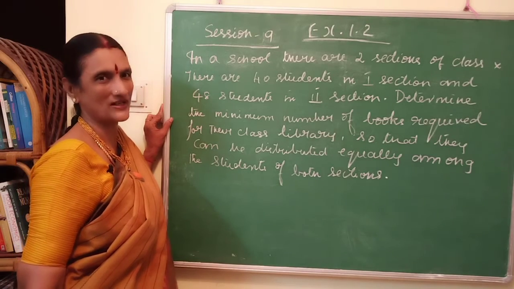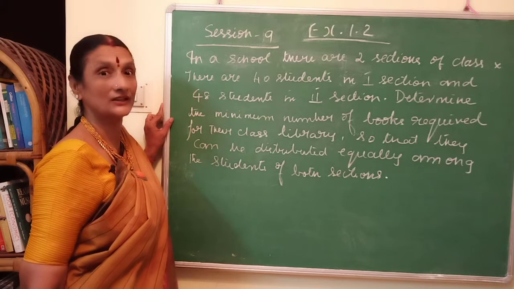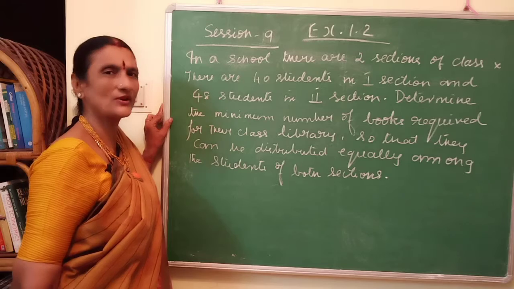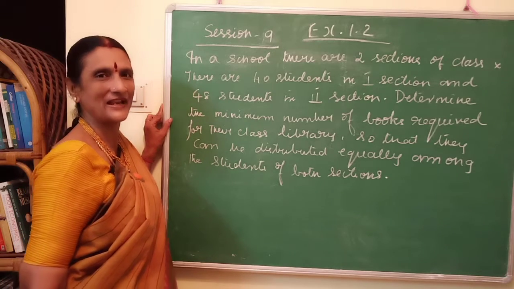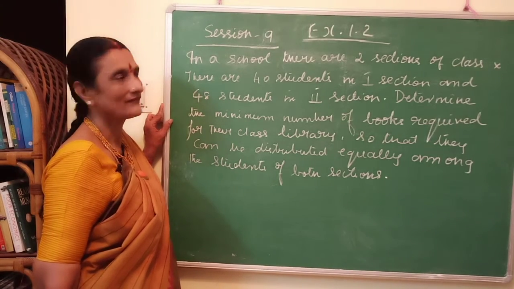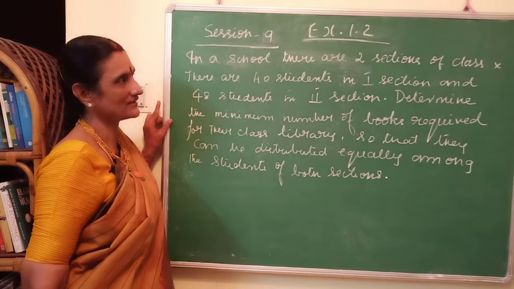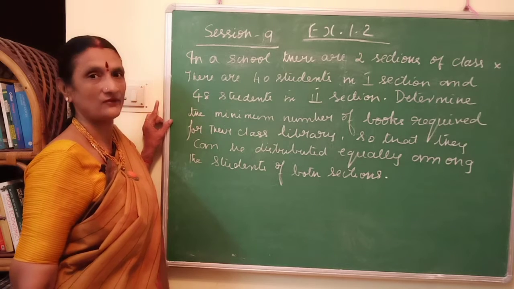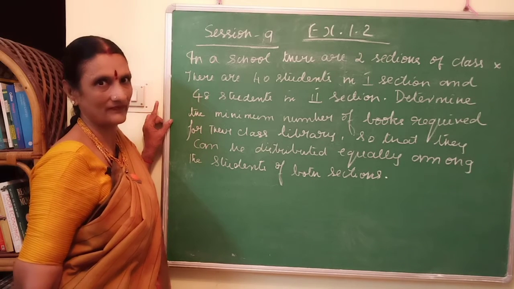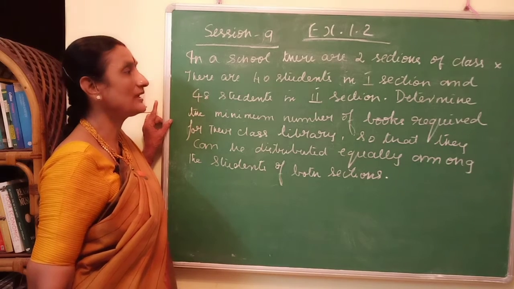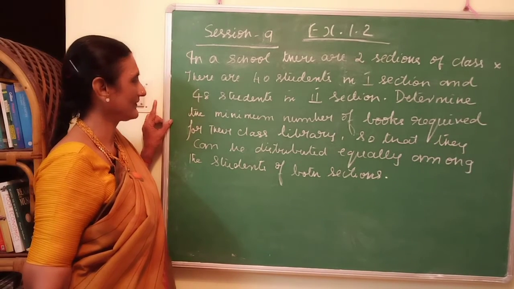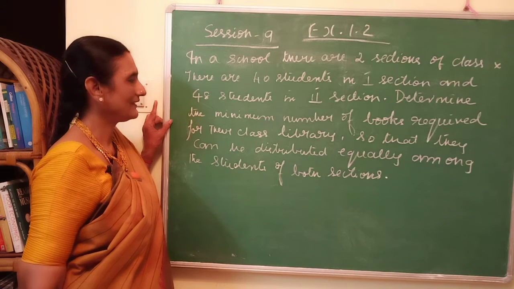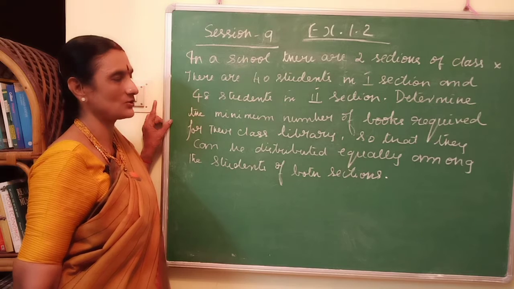Continuing with the same concept, I want you to work out these sums also, which is also very important. This sum also requires the application of LCM. Read the sum. In a school, there are 2 sections of class 10. There are 40 students in the first section and 48 students in the second section. Determine the minimum number of books required for their class library, so that they can be distributed equally among the students of both sections.